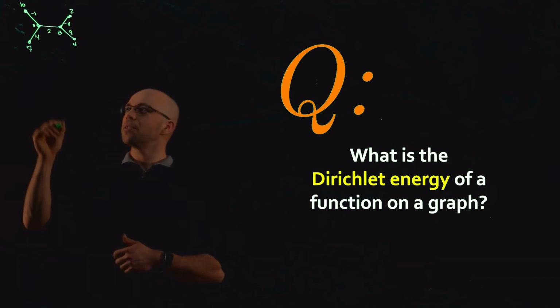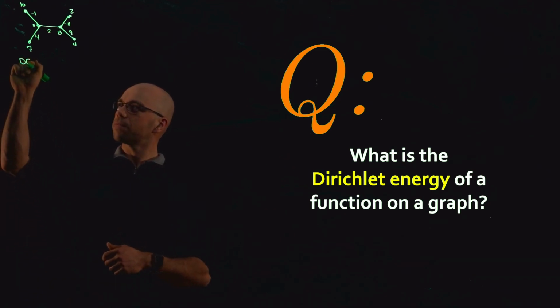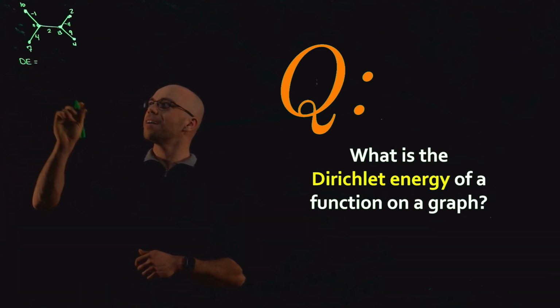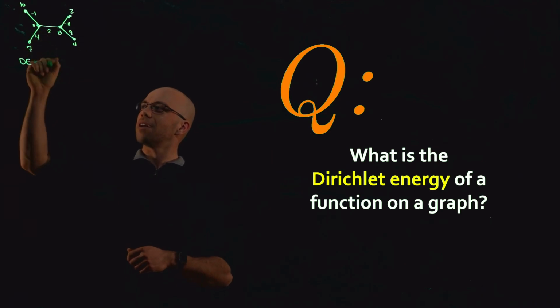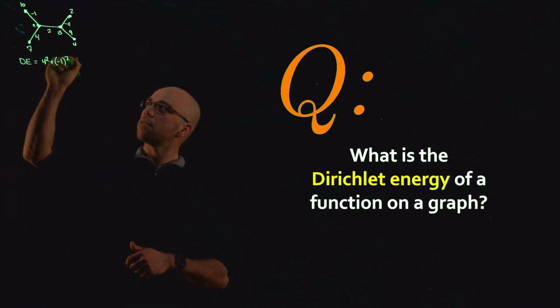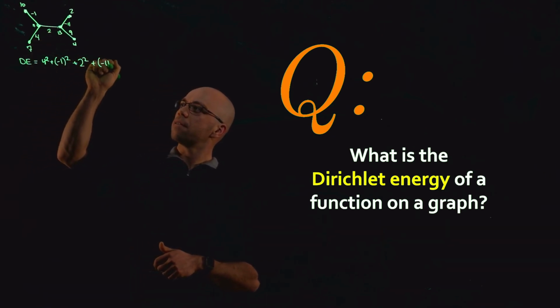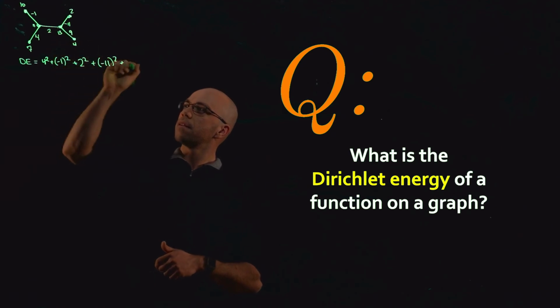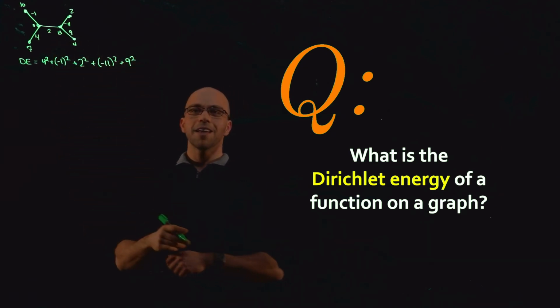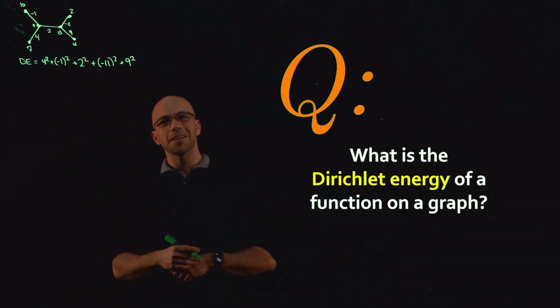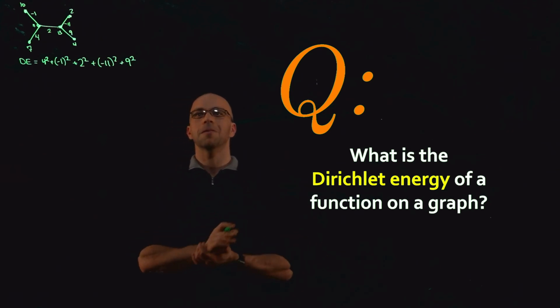And now our Dirichlet energy of this function on our graph is just going to be the squared sum of all these values. So like 4 squared plus minus 1 squared plus 2 squared plus minus 11 squared plus 9 squared. So that's it. Hopefully you guys see what the Dirichlet energy that I'm proposing is going to do.